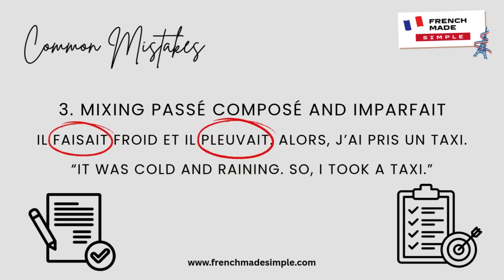Faisait and pleuvait are imparfaits. They're giving background details. J'ai pris is passé composé, because that's a specific action you did. We'll go deeper into the difference between those two tenses in the next video.